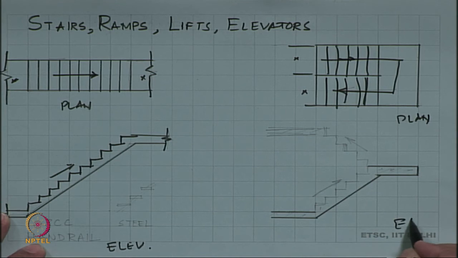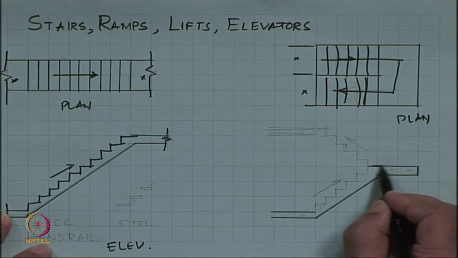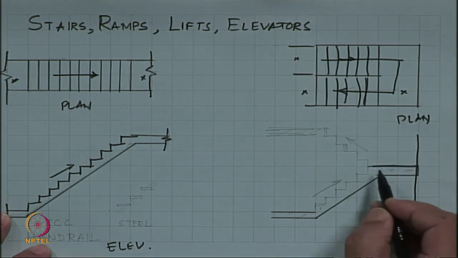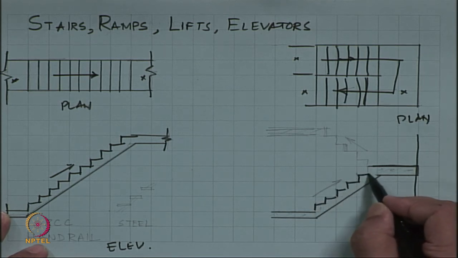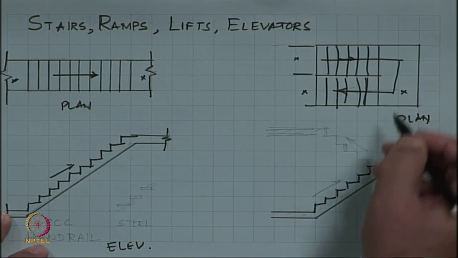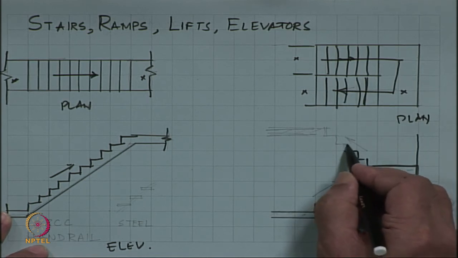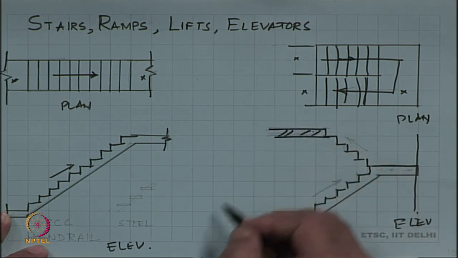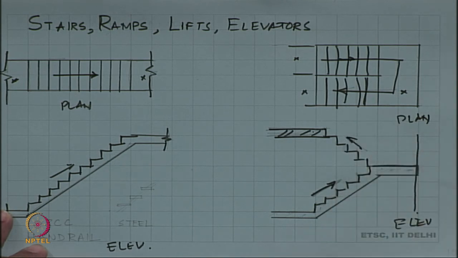In the elevation, we will have to show it in two parts. This part is the landing, and then there is a slab here with the stairs over there which come up to the landing. Then, of course, we are turning around, but in the elevation view, this will continue to be going up like this, and this is the upper slab. So, you are going up this way and then going up that way.